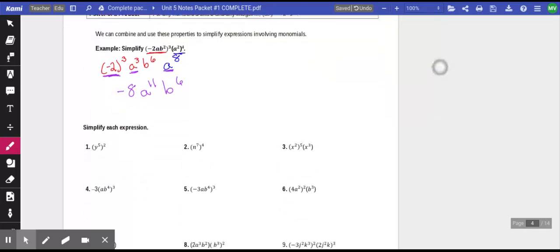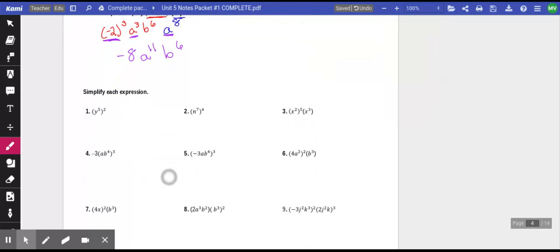So let's try a couple more examples. So number 1 here, I'm raising y to the 5th to the 2nd power. I keep the base and multiply the exponents. Number 2, z to the 7th to the 4th, I keep the base and multiply the exponents.